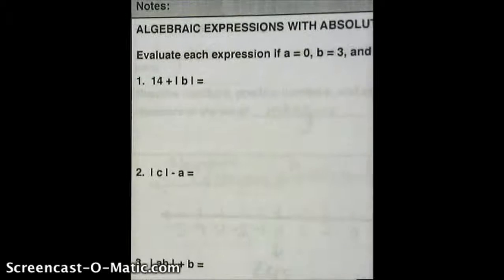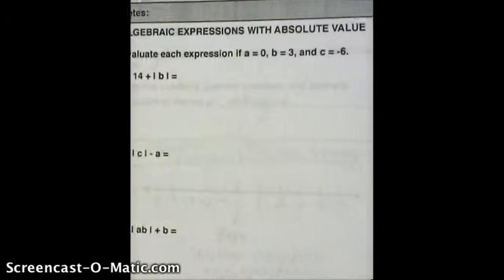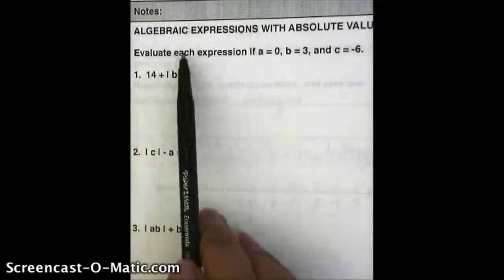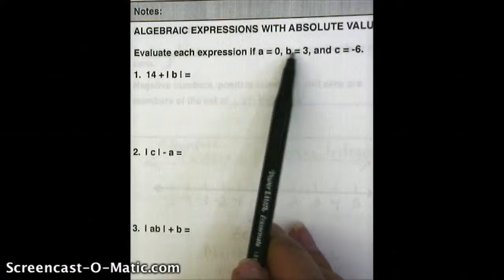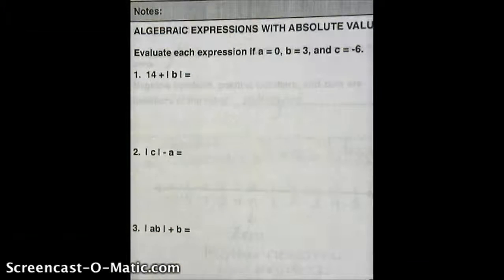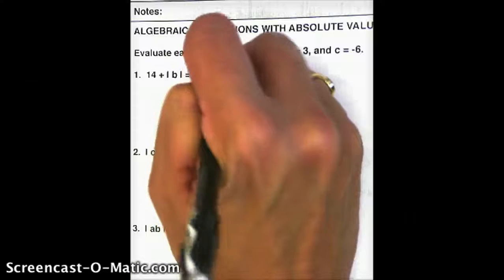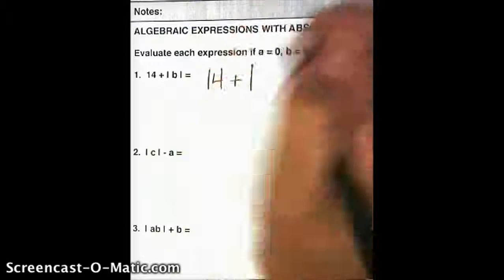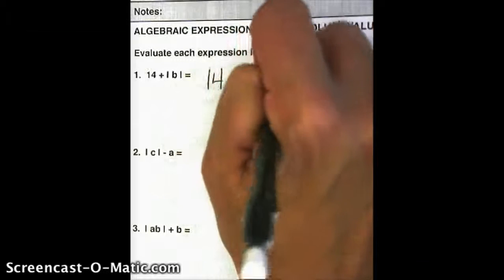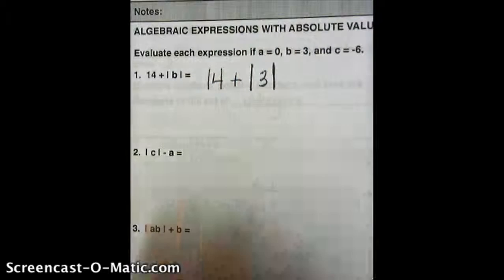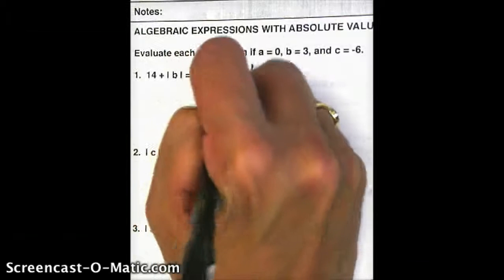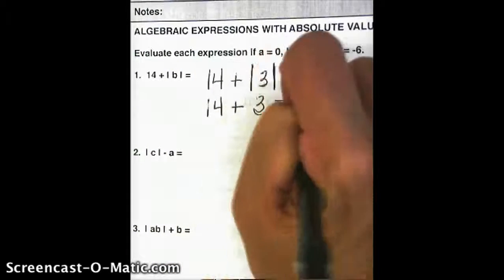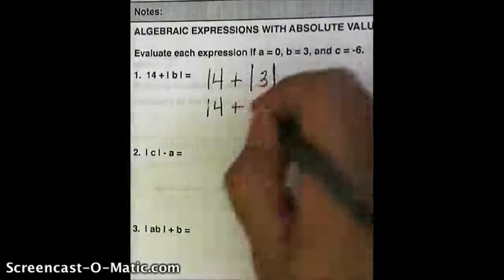Now, we've already done some algebraic expressions and substitution, and this will be no different, other than we're going to have absolute value involved as well. We're going to evaluate each expression if A equals 0, B equals 3, and C equals -6. So we have 14 plus the absolute value of B. And up here it tells us that B is 3, so we'll write that in the absolute value symbols, and then we'll evaluate. 14 plus the absolute value of 3 is 3, and 14 plus 3 is 17.